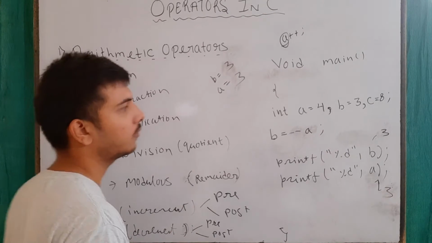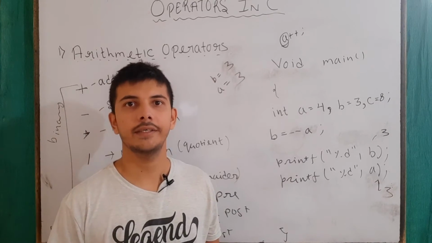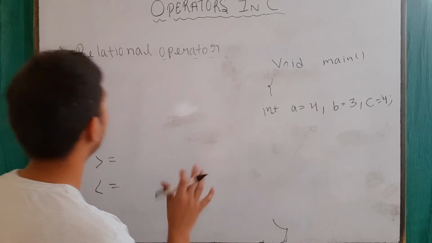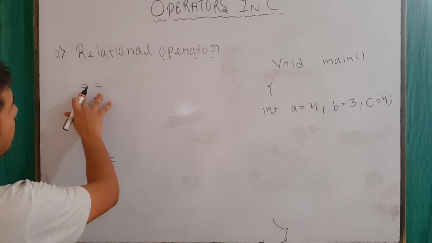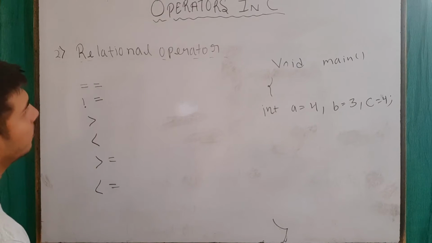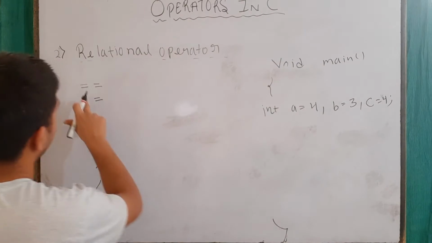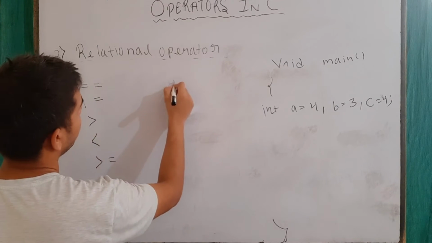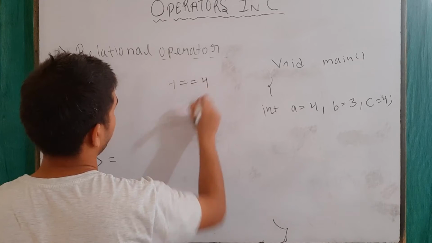Now let's go through another operator category. In relational operators, there is some sort of relation between the left hand side and the right hand side. For example, if I ask you here 4 equal 4, what does it mean?